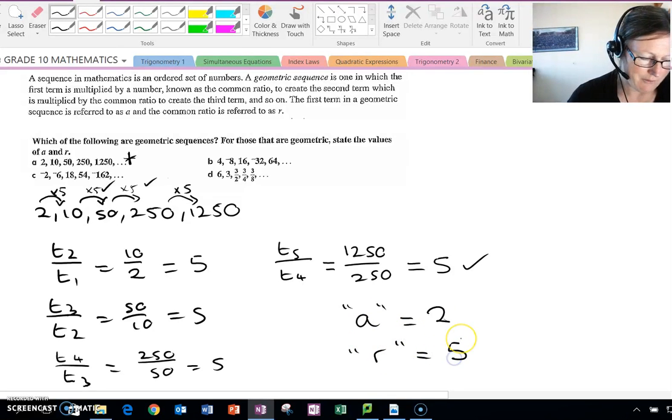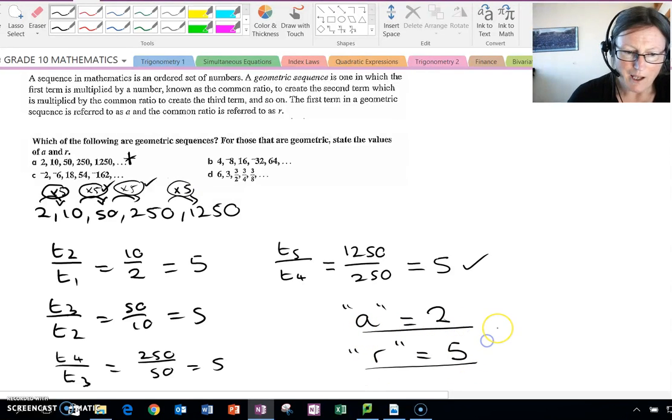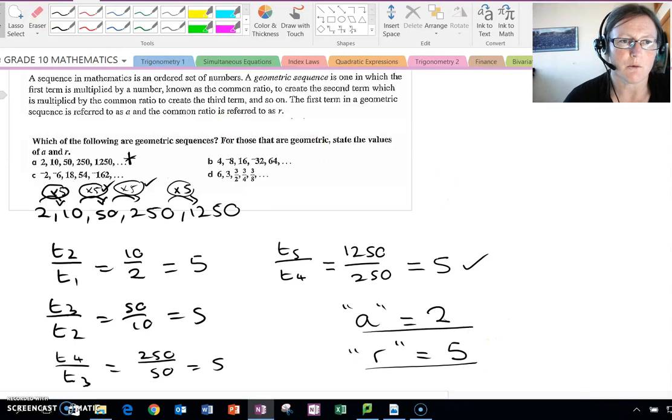So in each of these cases, you need to first of all work out if it is a geometric sequence, and it only is if we've got a common ratio here. So if it is a geometric sequence, it then asks us to state what is A, which is the first term, and what is R, which is that common ratio.